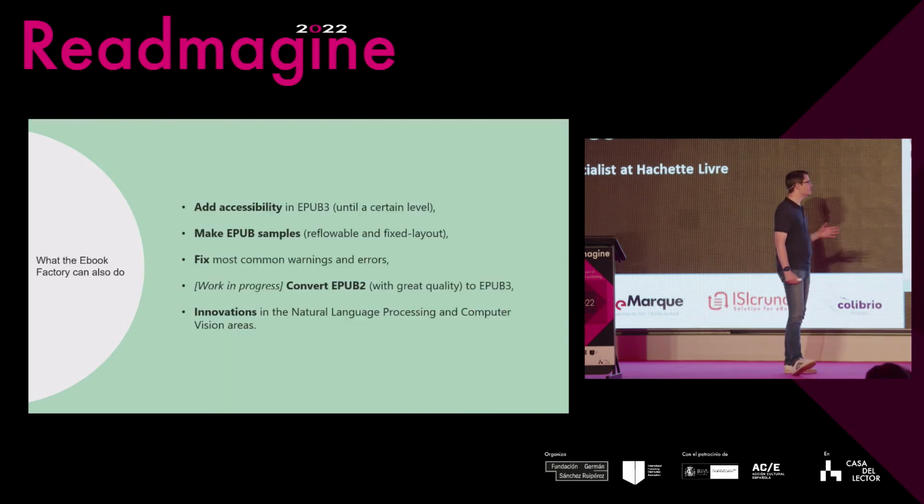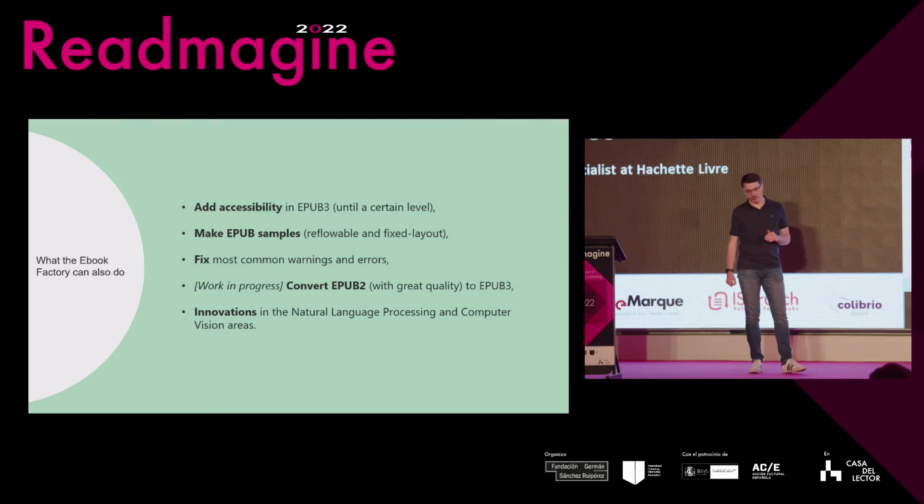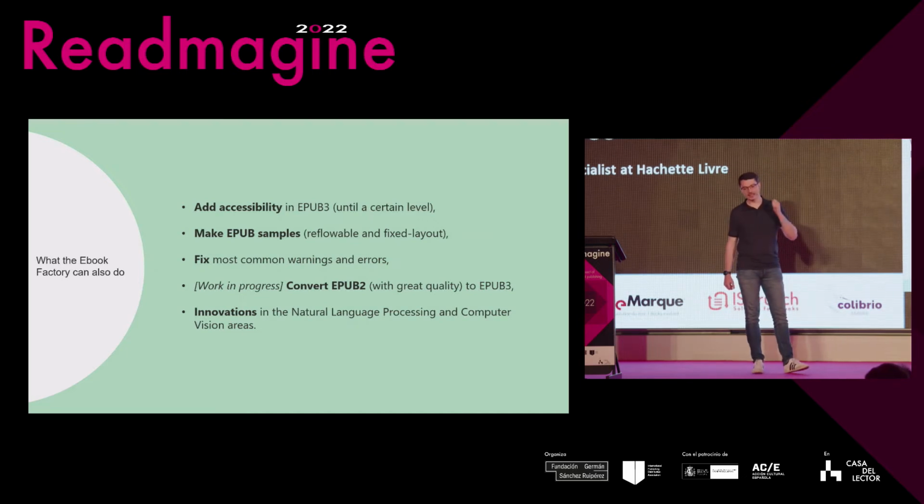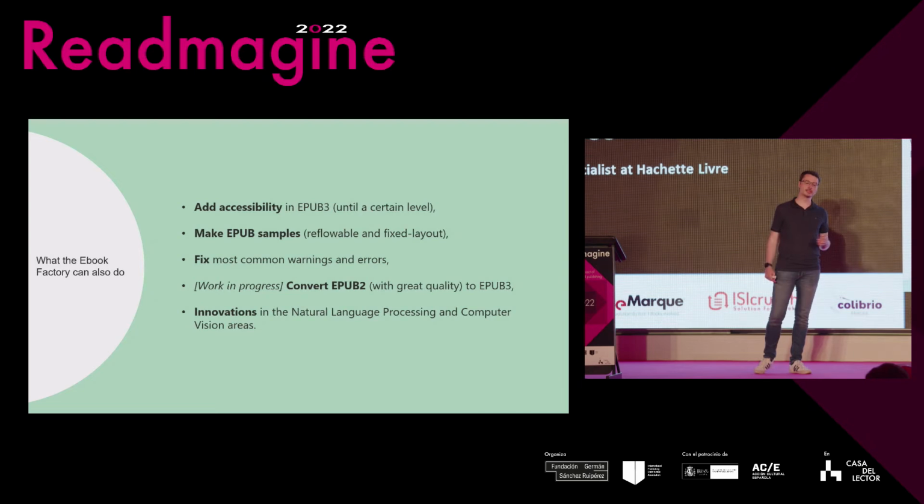More about the eBook Factory. So it's a great framework. I know it because I wrote it. What we can do with the eBook Factory, we can also add accessibility in EPUB 3. If you have an EPUB 3 without accessibility, we can add accessibility using the eBook Factory. Until a certain level, of course, we can't add all the alternative text, for example, for images.